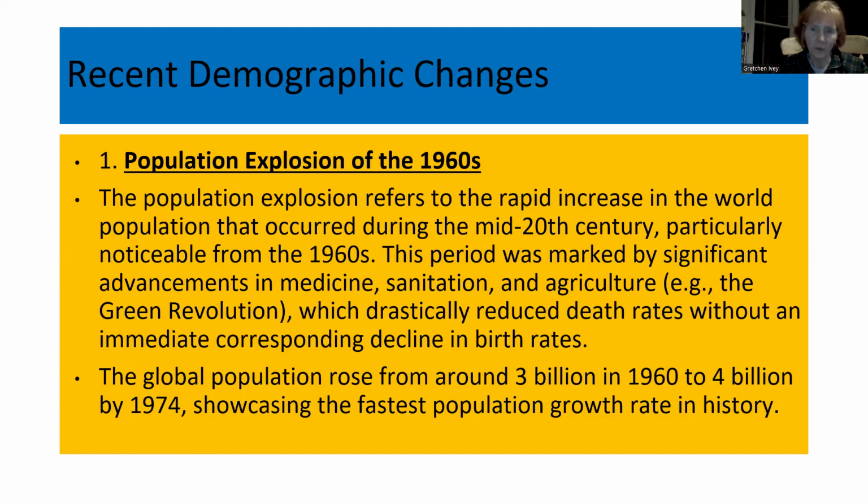Population explosion refers to the rapid increase in the world population that occurred during the mid-20th century, particularly noticeable from the 1960s. The period was marked by significant advancements in medicine, sanitation, and agriculture. For example, again, the Green Revolution, which we will talk about later in the course, drastically reduced death rates without an immediate corresponding decline in birth rates. The global population rose from about 3 billion in 1960 to 4 billion in 1974, showcasing the fastest population growth rate in history.